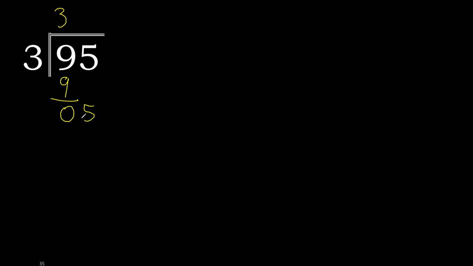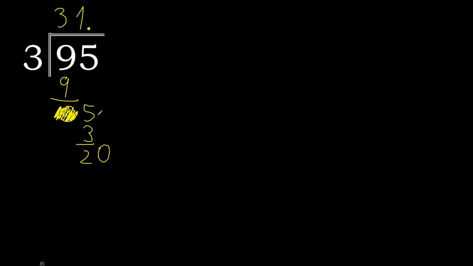Next, eliminate 0 on this side. Okay, 5. 3 multiplied by 2 is 6. 6 is greater. 3 multiplied by 1 is 3. Subtract. There is no number, therefore complete, always complete with 0.